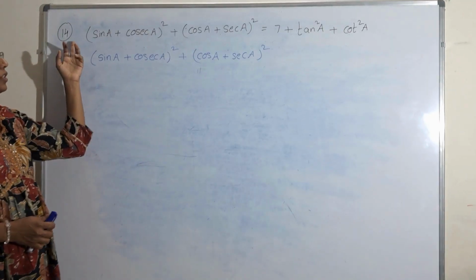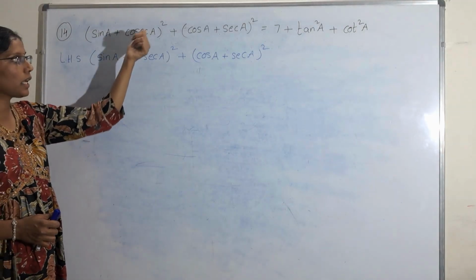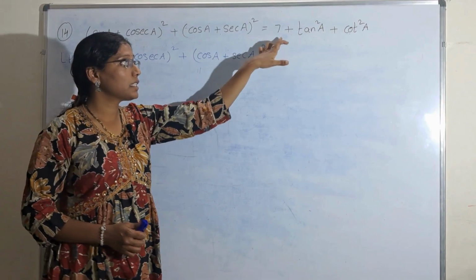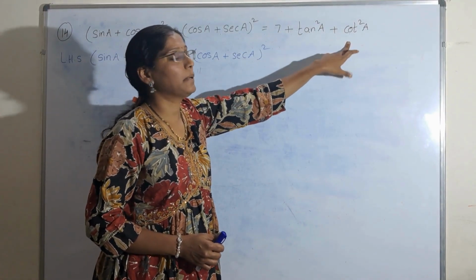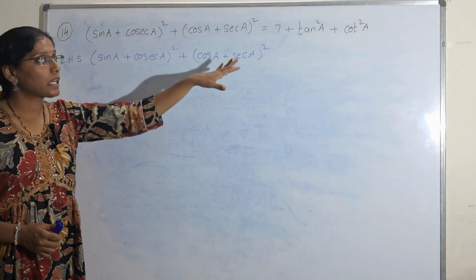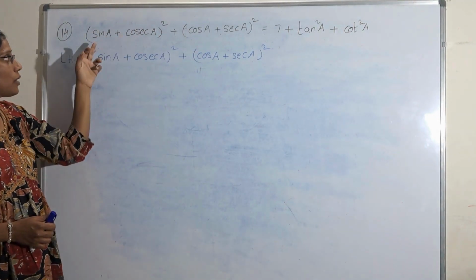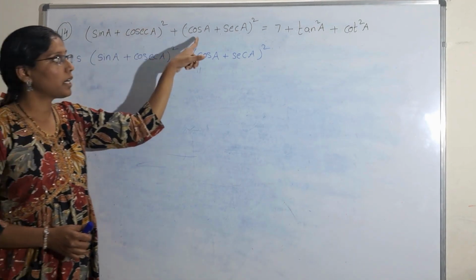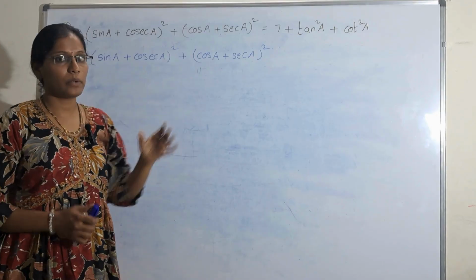Next problem is the 14th one. (Sin A plus cosecant A) whole square plus (cos A plus secant A) whole square is equal to 7 plus tan square A plus cot square A. Here we take the LHS and we have to prove the RHS. Here you should observe what formulas we can apply. (A plus B) whole square and (A plus B) whole square, the same formula we have to apply.